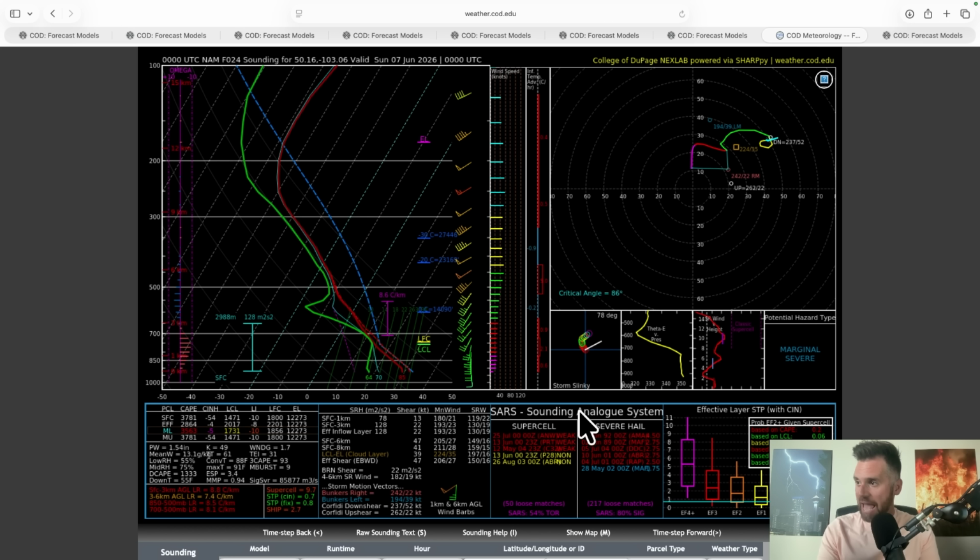We've got the analog system here, which compares to other past environments and asks, have we had severe hail with this type of environment in the past? Yes, we've had several instances of baseball or larger size hail with this type of environment. So a weather forecaster might quickly look at this and say, well, this looks like potentially a large hail environment. What about strong winds?